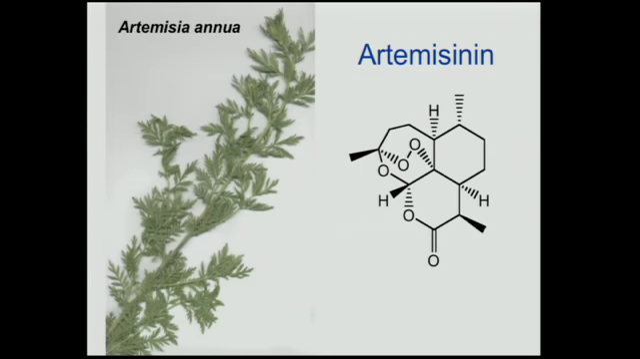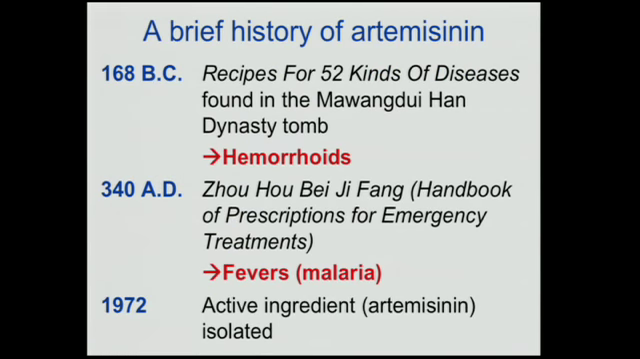But there is hope. It's a drug called artemisinin, and it comes from this plant, Artemisia annua. And this plant grows in many parts of the world. It's called sweet annie, sweet wormwood. It grows like a weed, and it has a great history. The Chinese discovered its powers back in 168 BC, where there are writings from the tombs of some of the ancient dynasties that it's used first for treating hemorrhoids, and then later for treating fevers, presumably fevers due to malaria.